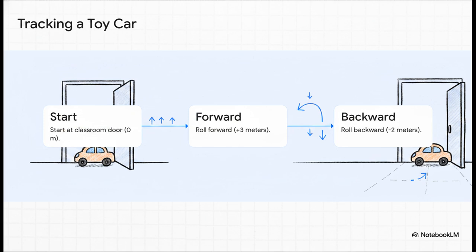Okay? Step 2, you give the car a push and it rolls forward into the hallway. Because it moved forward from 0, its position is now at positive 3 meters. Make sense? Then, in step 3, the car gets pushed backward. It rolls all the way back, crosses the threshold of the door, and goes into the classroom by 2 meters. Because it crossed our 0 point going in the opposite direction, its position is now negative 2 meters.